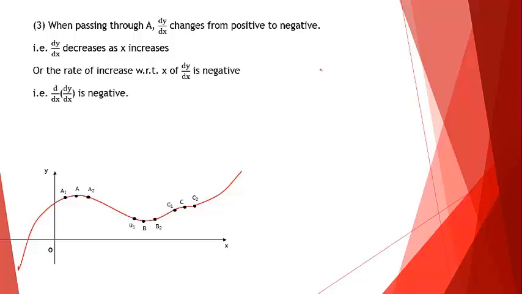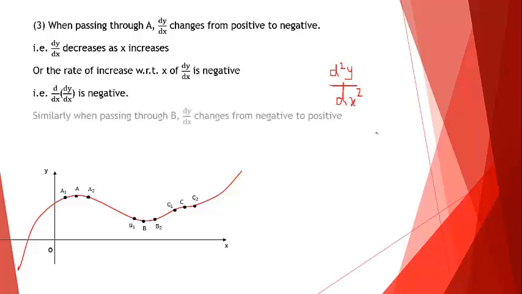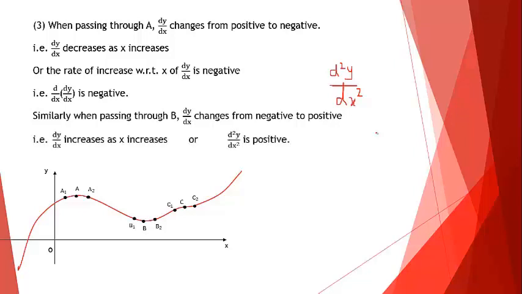This clumsy notation for the rate of increase with respect to x of dy by dx is condensed to d2y by dx2, which is known as the second derivative of y with respect to x. Similarly, when passing through b, dy by dx changes from negative to positive. That is, dy by dx increases, or d2y by dx2 is positive.